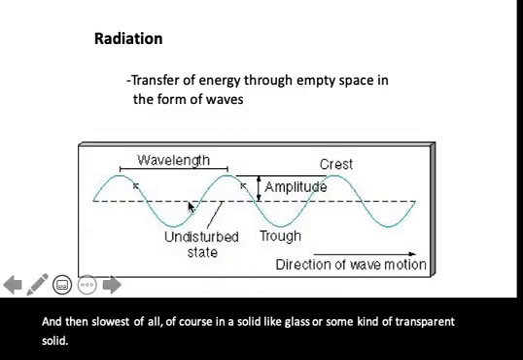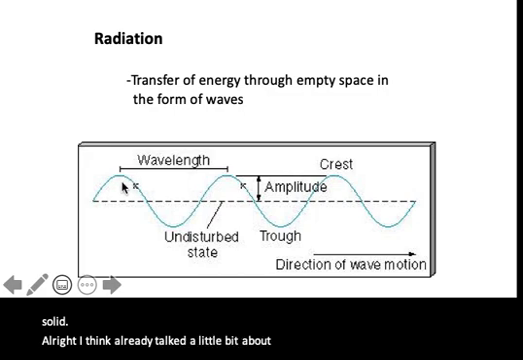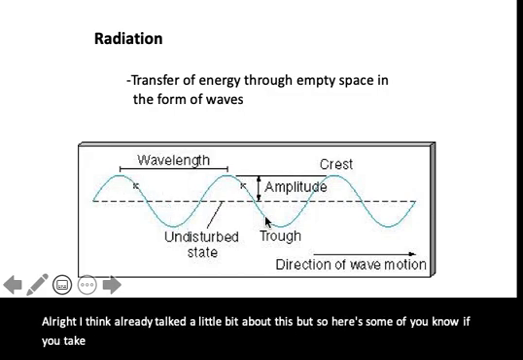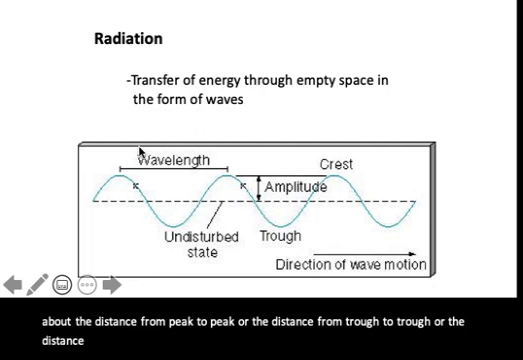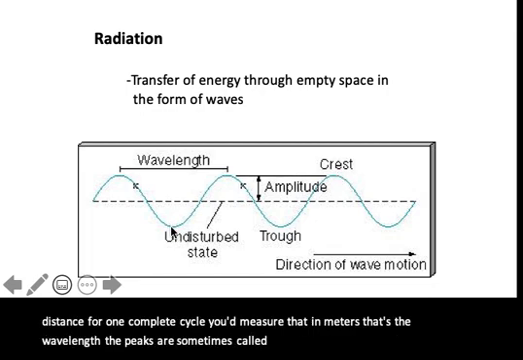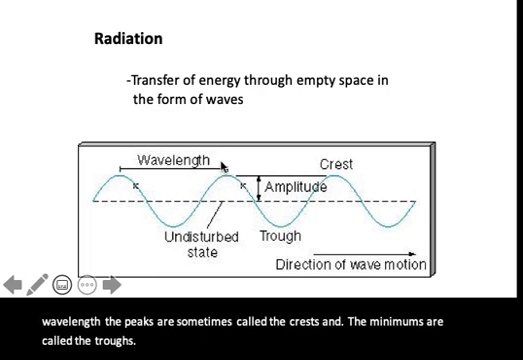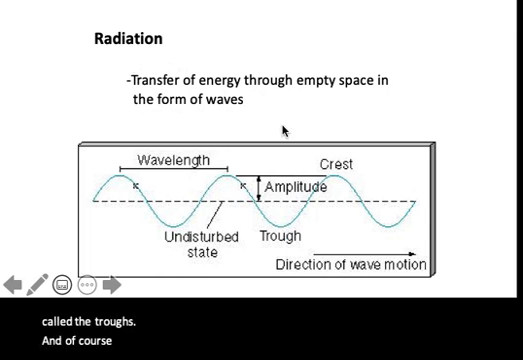All right, I think I already talked a little bit about this, but if you take a snapshot of a wave, this is general wave vocabulary, right? You could talk about the distance from peak to peak, or the distance from trough to trough, or the distance for one complete cycle. You'd measure that in meters. That's the wavelength. The peaks are sometimes called the crests, and the minimums are called the troughs. And of course, radiation in general is the transfer of energy from one spot to another.